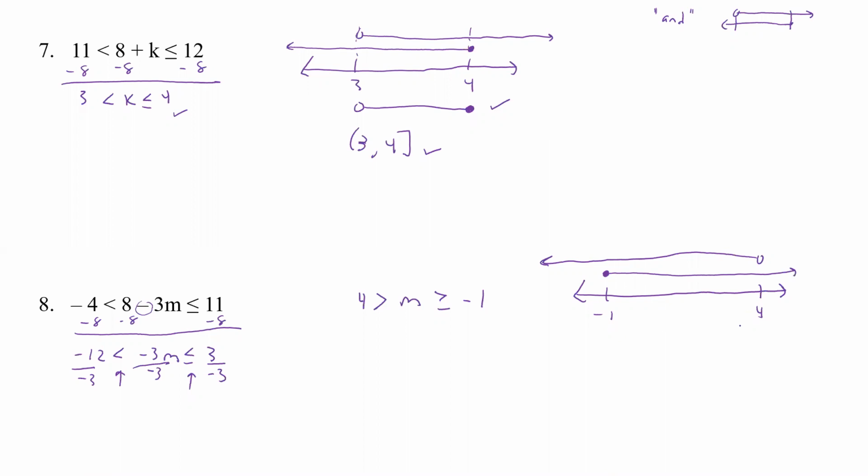And if we plot it underneath, it's the intersection. And so that's going to go from a closed circle at negative 1 to the open circle at 4. And so that gives us a bracket negative 1 to 4 and then a parenthesis. Okay. And so that would be what our solution would be for this tripartite inequality.